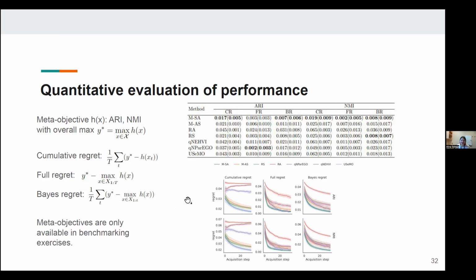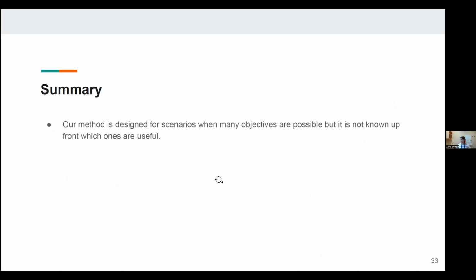And yeah, just as an aside, meta objectives are only available in benchmarking exercises. Here we are benchmarking. If we were ever doing this to a new data set, we wouldn't have any expert annotations and would not be able to do any of this analysis. Okay, so sorry, maybe 2 minutes over time, but yeah, so, okay, good.